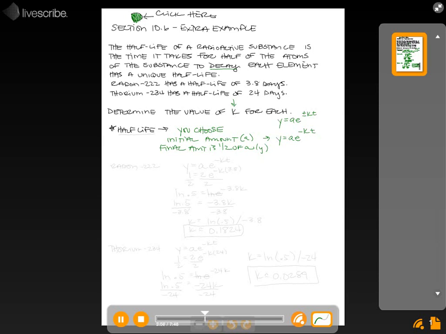Okay? So let's go through this problem. Again, make sure you understand this concept of a half-life, where you get to choose the starting amount, and it doesn't matter what you choose. You just need to make sure your final amount corresponds with what you're talking about.